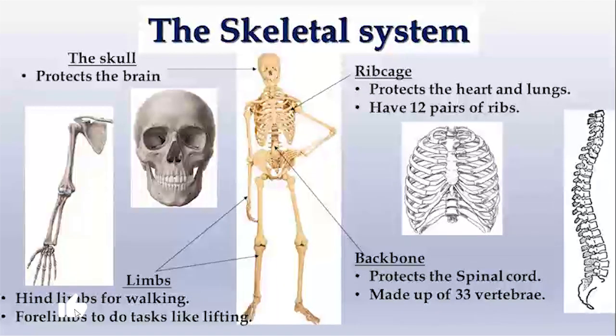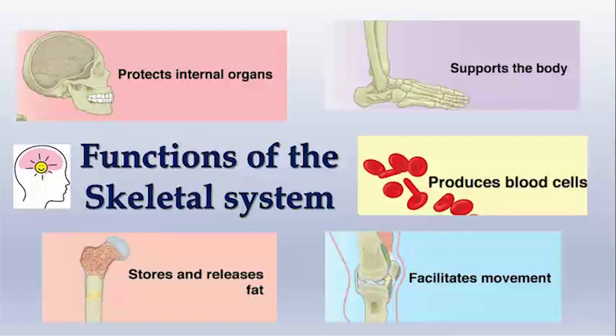such as lifting. Now that we recall the structure of the skeletal system, it's time to learn about the functions of it in slide 4. First, it protects the soft internal organs of our body. It provides shape and support to our body. It produces blood cells from the bone marrow. It stores and releases fat. And also, it facilitates movement in various body parts.